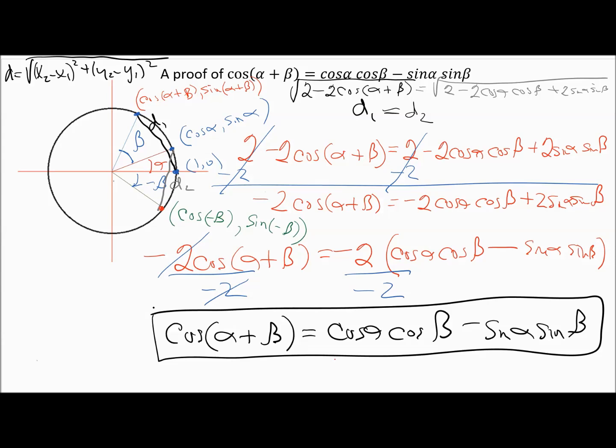Now, we could do all 4 of our sine and cosine sum difference formulas using a very similar argument, but I'm going to trust the fact that you trust me that it's a very similar logical argument using geometry to get that. So we're just going to assume the other 3 are true. Now I need you to memorize them. Okay?